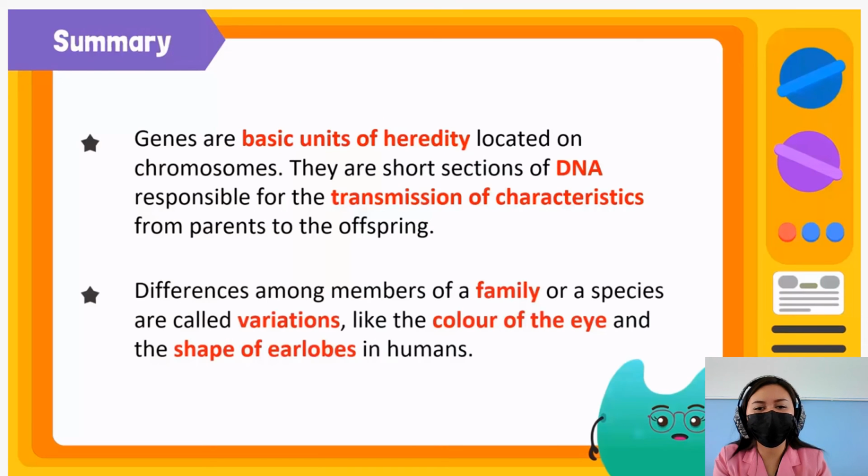Genes are basic units of heredity located on chromosomes. They are short sections of DNA responsible for the transmission of characteristics from parents to their children or to the offspring. Okay, differences among members of a family or species are called variation. Okay, variations like the color of the eye and the shape of earlobes in humans.